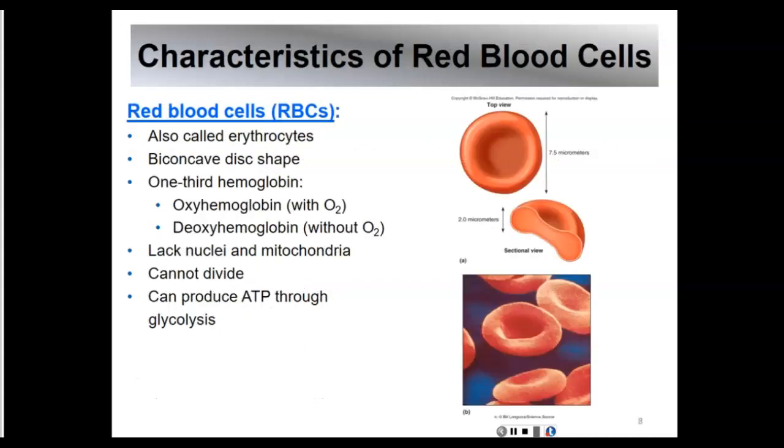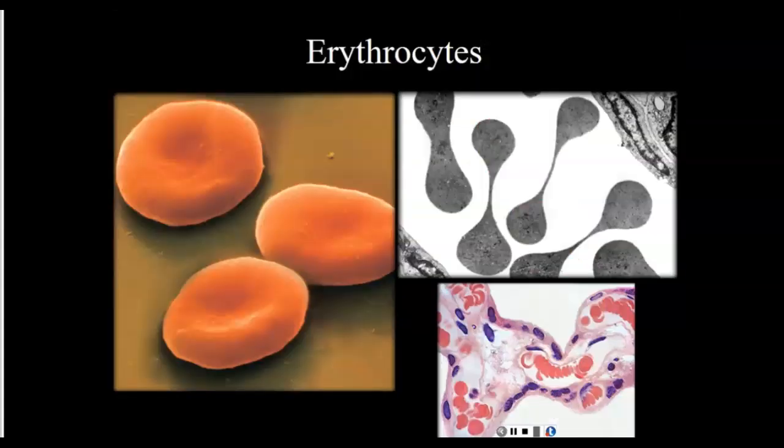Red blood cells are also called erythrocytes. They are a biconcave shaped cell. 1/3 of it is hemoglobin. If it has oxygen attached, it's called oxyhemoglobin. If it does not, it's called deoxyhemoglobin. They lack a nucleus and mitochondria, and they cannot divide. They can produce ATP through glycolysis, which you will learn in ANP2. Here's what they look like.